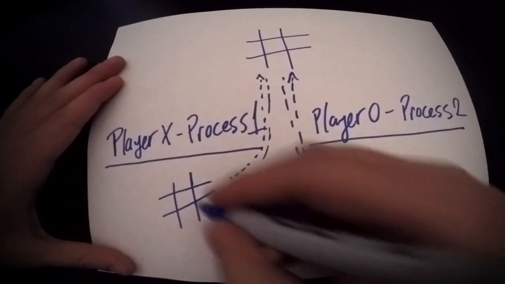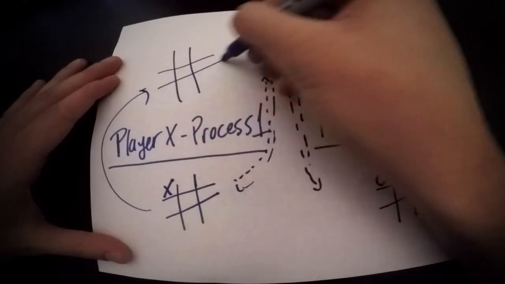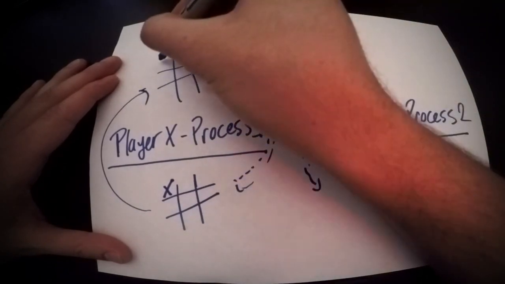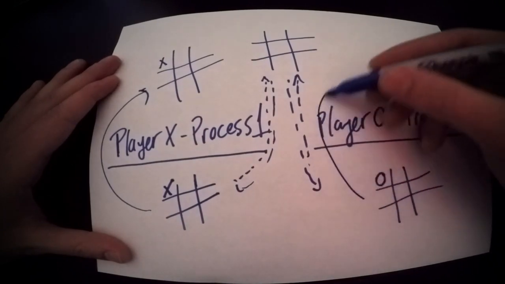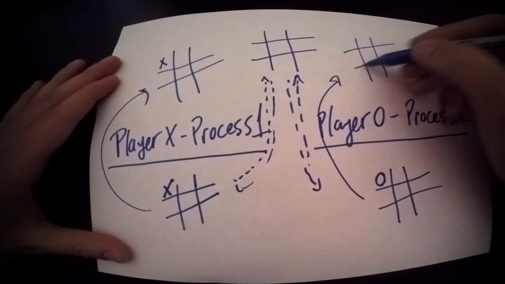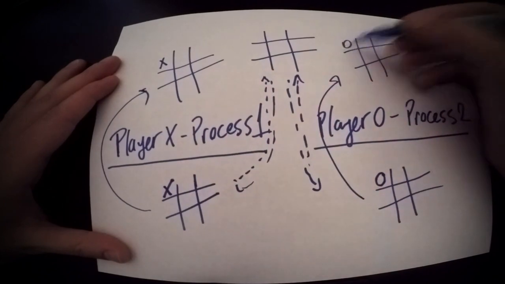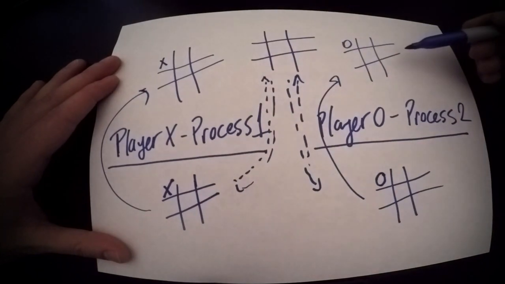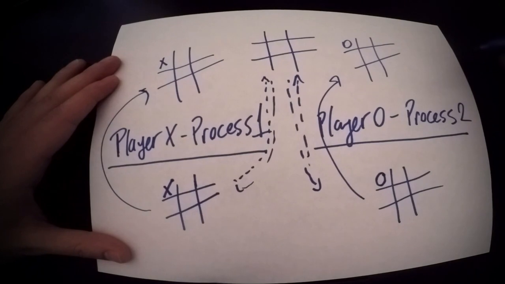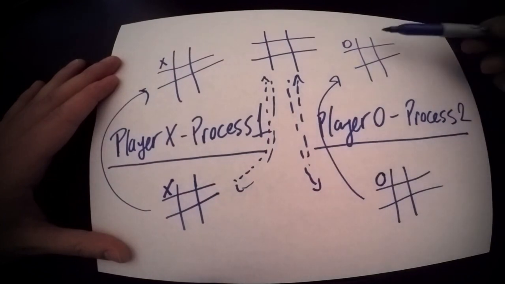Now process 1 places an X here, okay? And then while process 1 placed an X there, let's say process 2 wants to place an O here. So when process 1 updates it, the new table in terms of player X is going to look like that. And when player O updates it, in terms of process 2, the table will look like this.